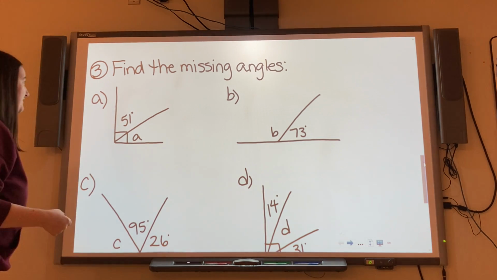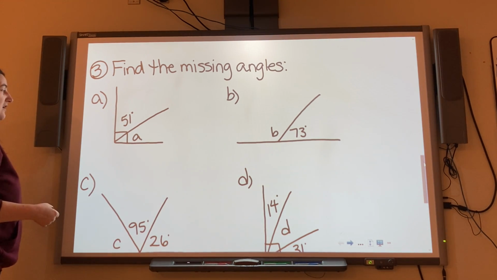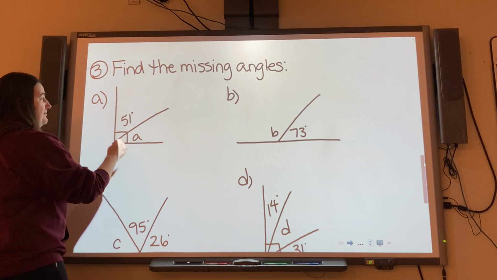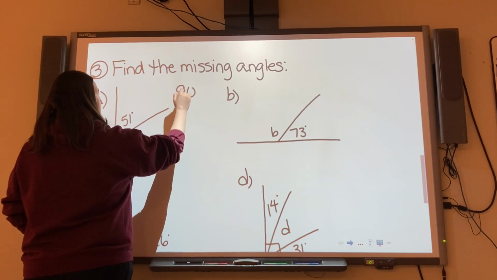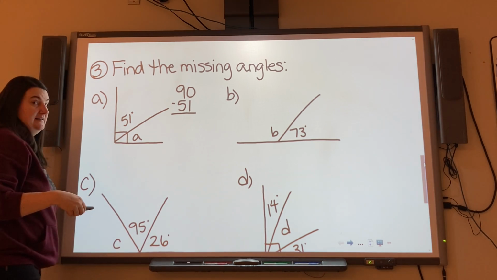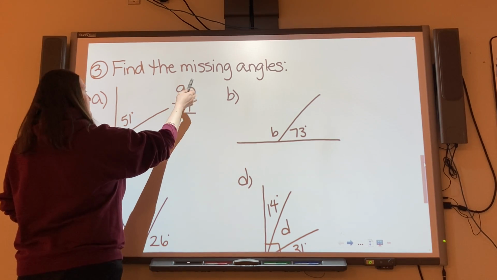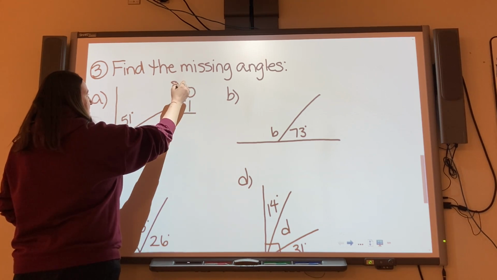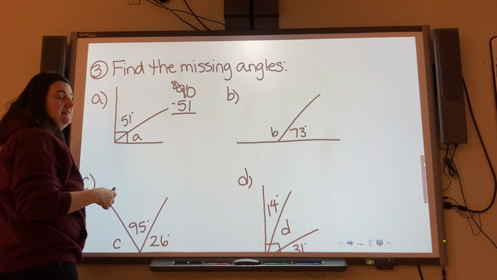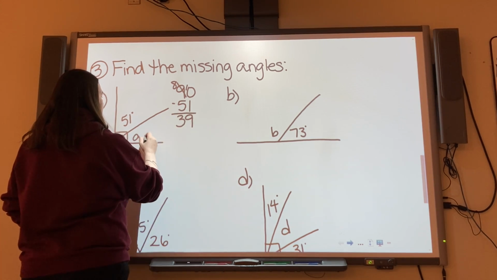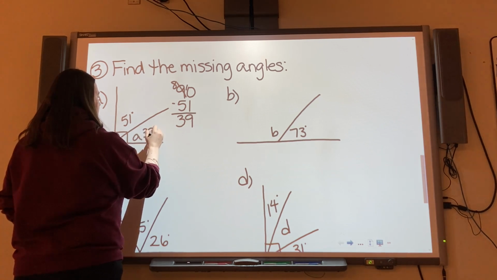A is a right angle, and I know that a right angle always adds up to 90 degrees. So if I take 51 away from 90, I'll have my missing angle. Do I need to borrow? Yes, I need to borrow. I cannot take 1 away from 0. So I borrow from the 9, it changes to 8. The 0 changes to 10. 10 minus 1 is 9, 8 minus 5 is 3. So my missing angle is 39 degrees.